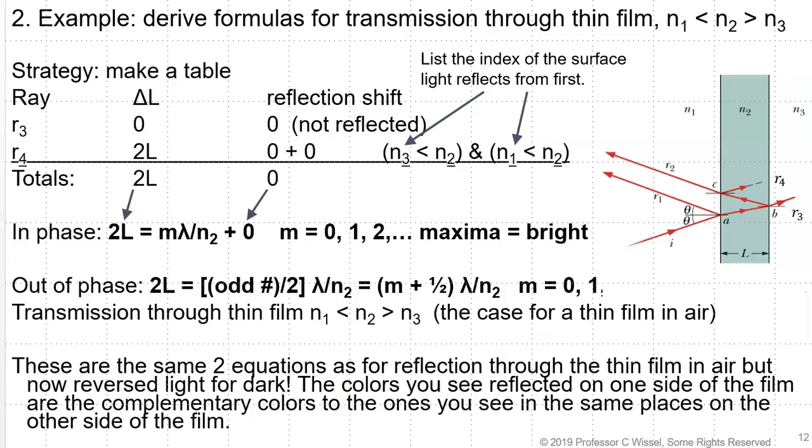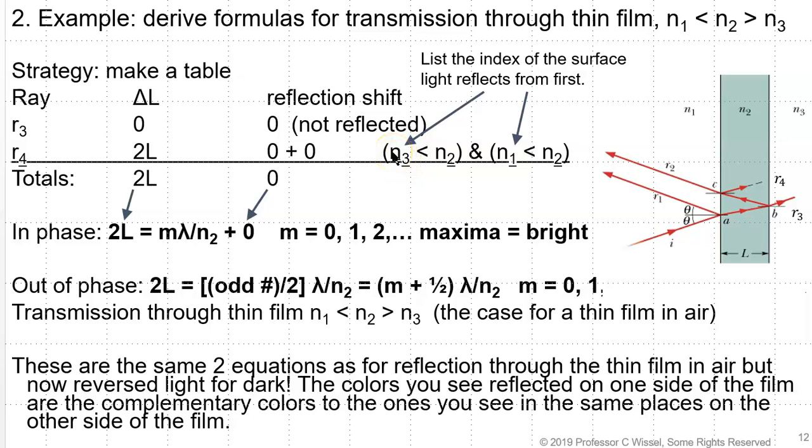As promised, I'm now going to derive the formulas for transmission through a thin film where N1 is less than N2 and N2 is greater than N3. This is the classic case of a thin film in air. The first thing you want to do is make a table. The next thing I always do is check the drawing, or make a drawing, and I want to make sure I'm looking at R3 and R4 because these are the ones being transmitted through the film.